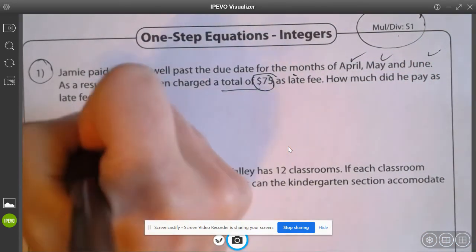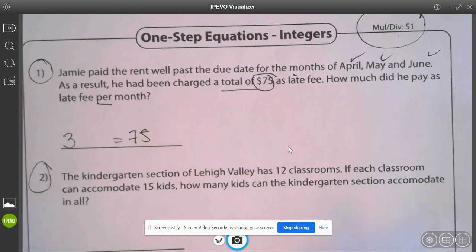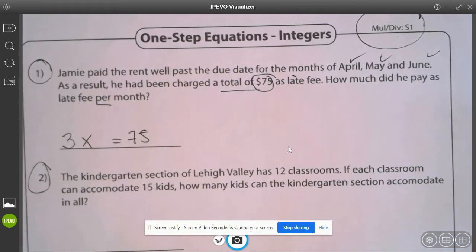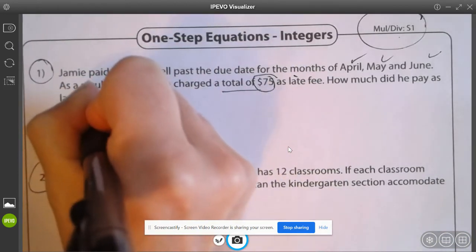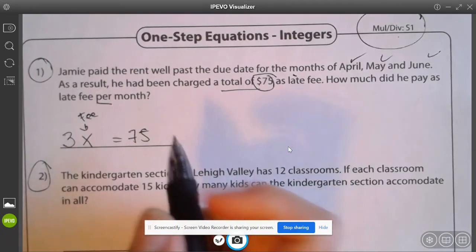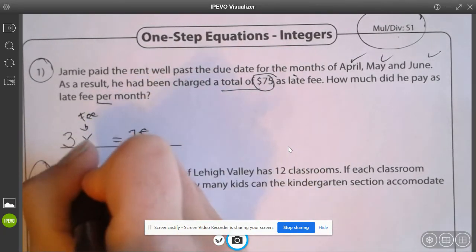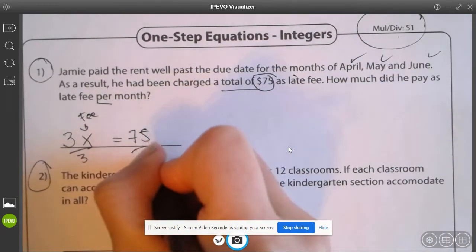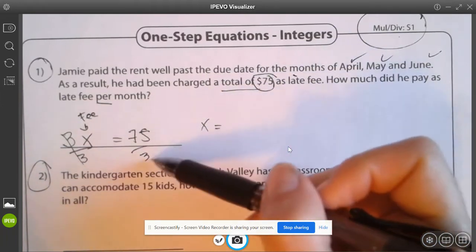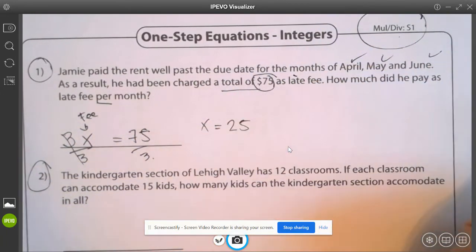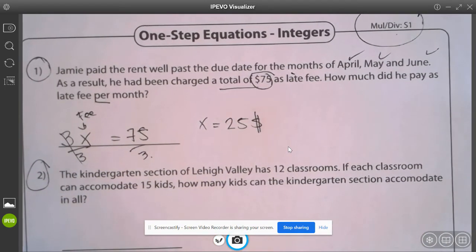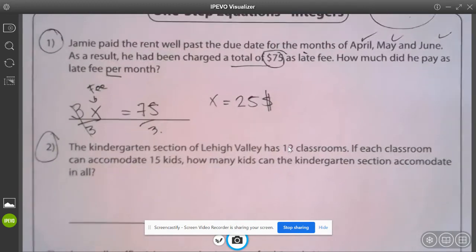And then I have to find the fee. How much was the fee? So I'm going to use X as the fee. This is the fee, right? And this is going to help me find how much I paid for each month. So to solve this, I divide because it's multiplying. So I divide, I do the opposite. That goes away. And then X equals 75 divided by 3, that's $25, right? All right, so that's how I do number 1. That is a multiplication one-step equation.